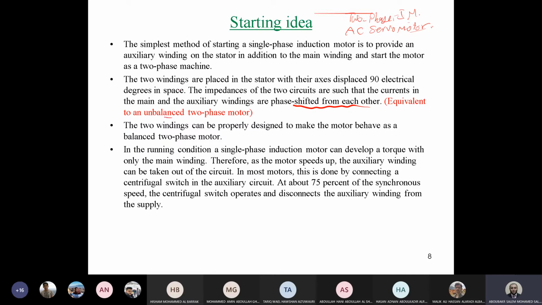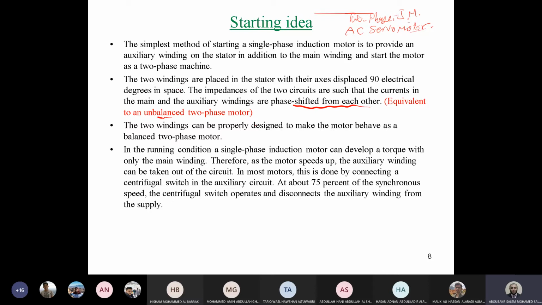Unbalanced because in two-phase, as we discussed, it's controlled by means of something called imbalance ratio, because we have to make imbalance in order to control the speed of a two-phase induction motor. We are not going to go in deep in discussing the two-phase induction motor. However, this is the concept. So just the idea is to make phase shift.